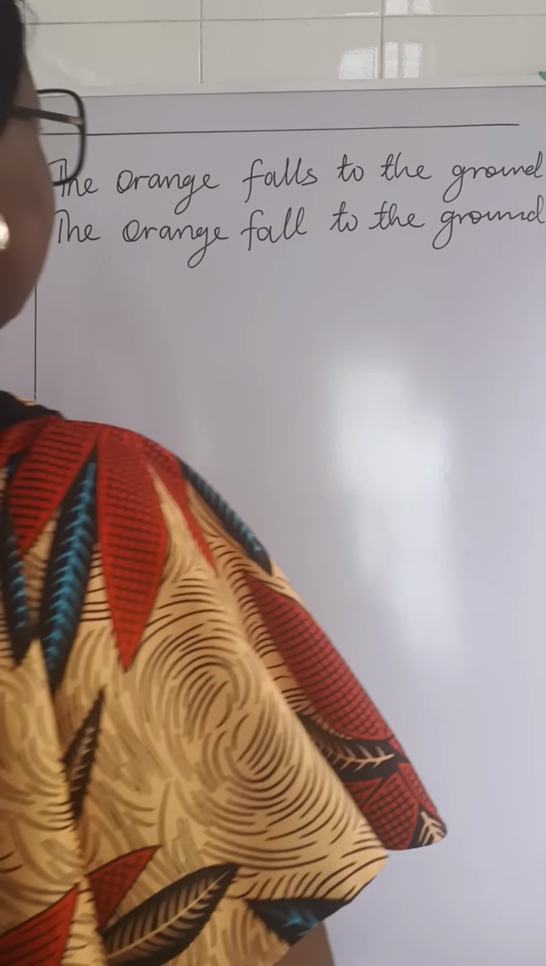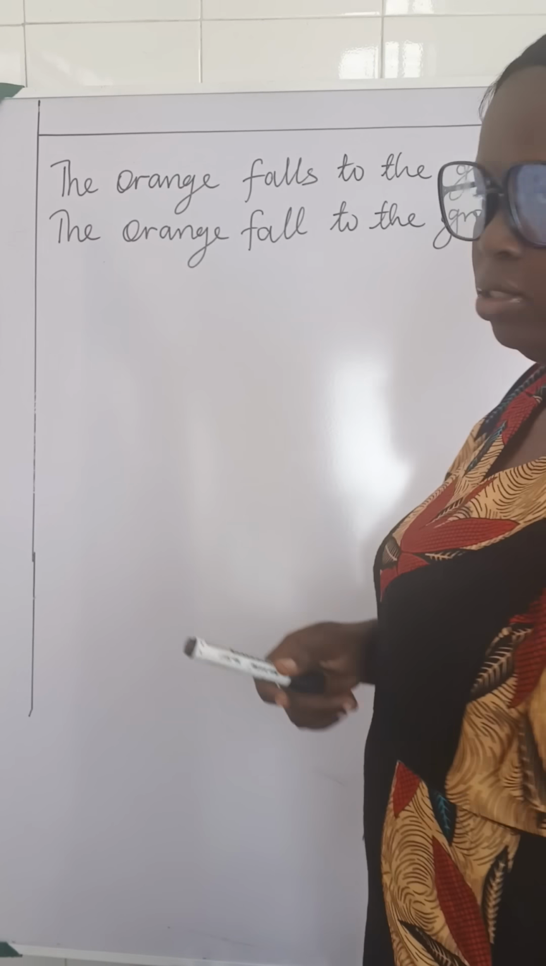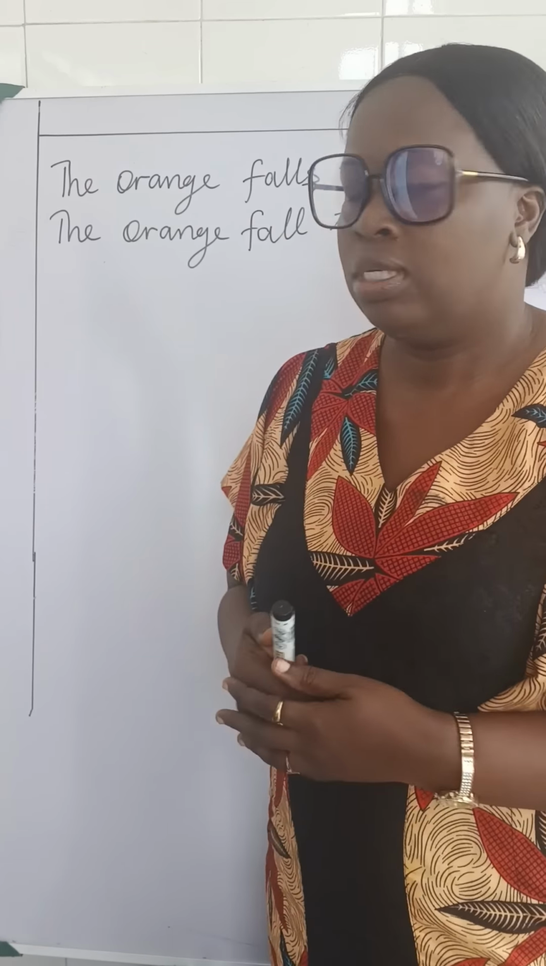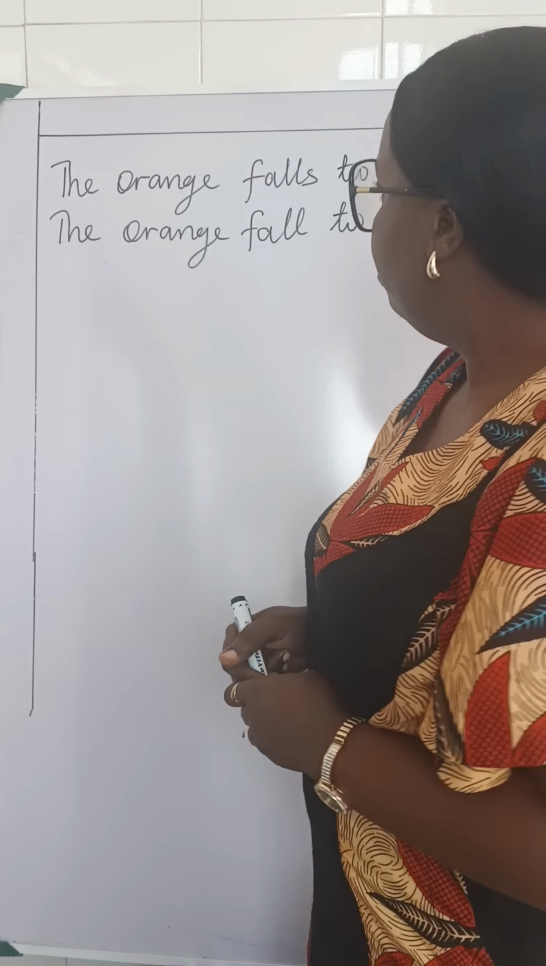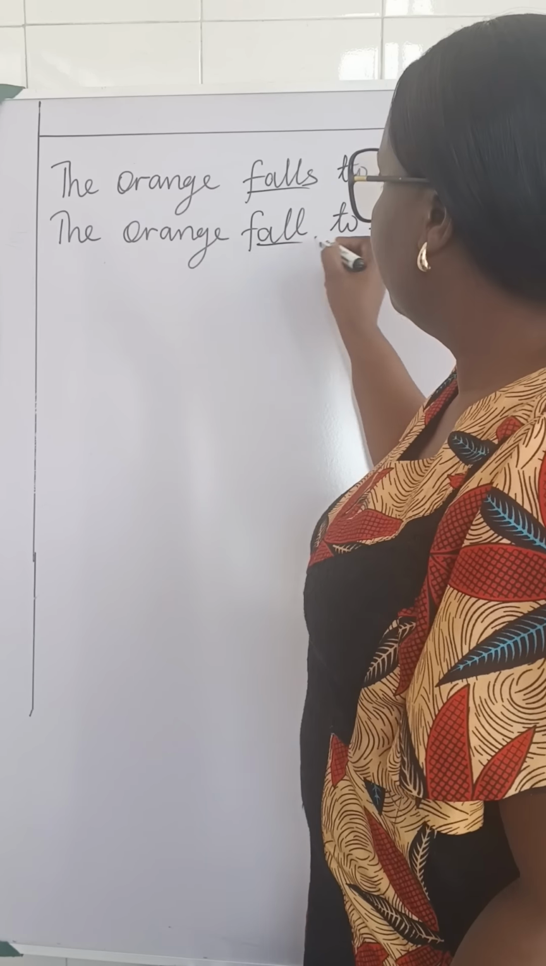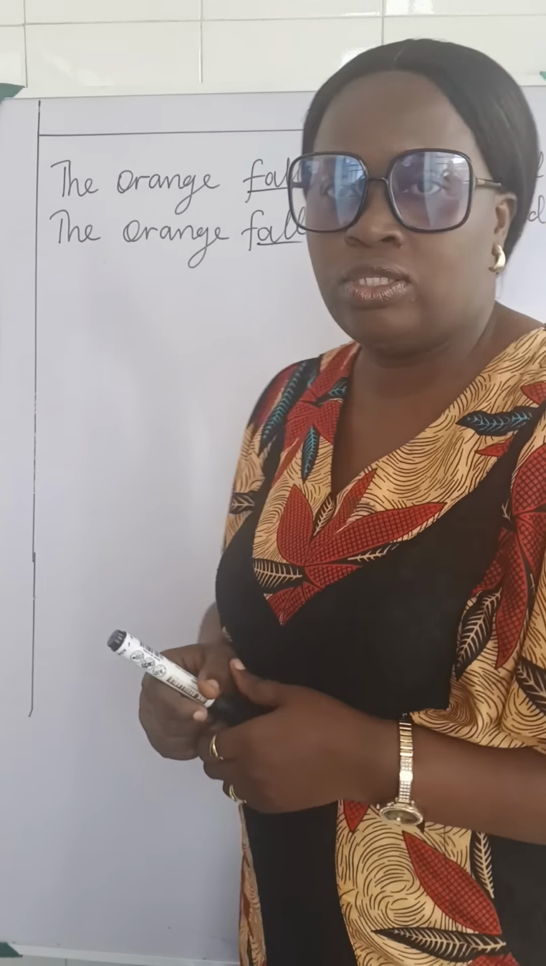Let's look at these two sentences on the board. The orange falls to the ground. The orange falls and the orange fall. Look at the two verbs here. Which one do you think agrees with the subject?